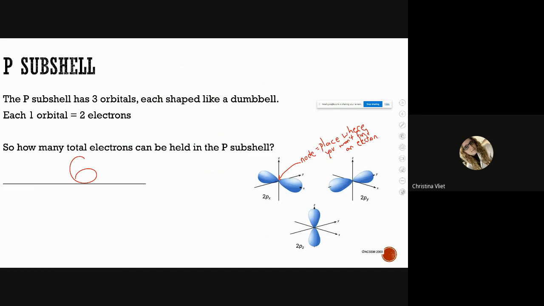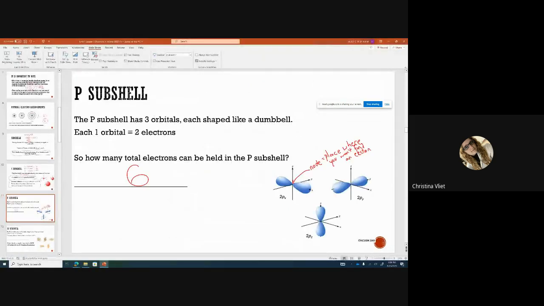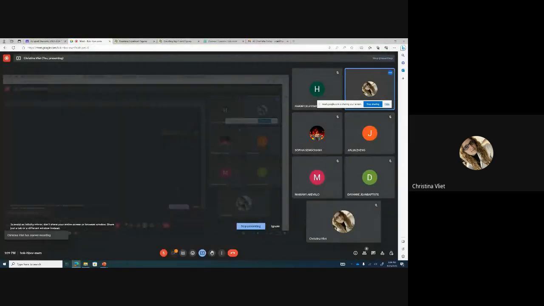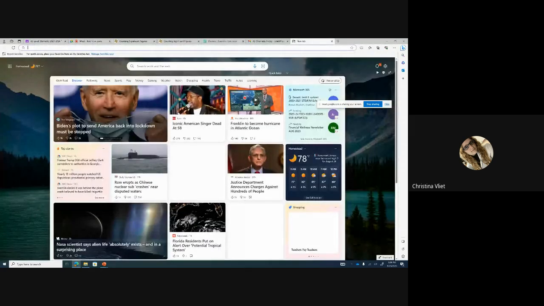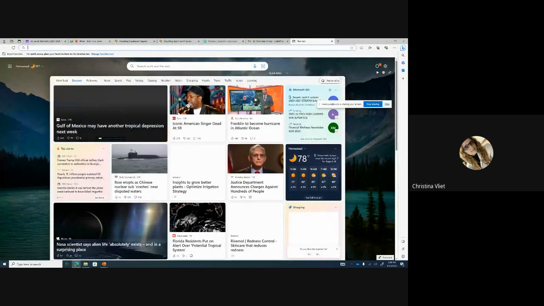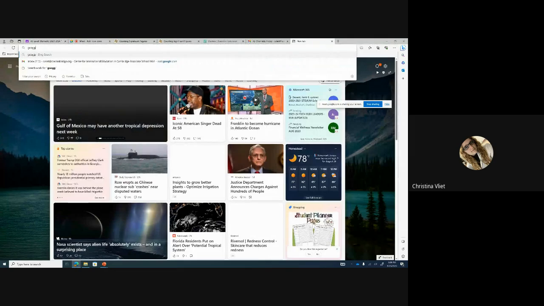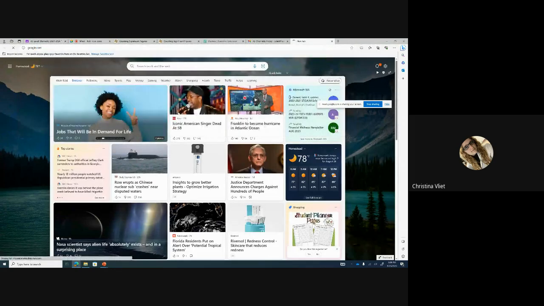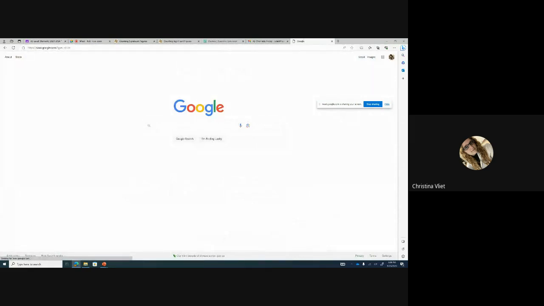I'm going to keep my ink annotations, and let's take a look at Google for a second, because there's a good teachable moment in here. I'm going to go to Professor Google. Professor Google can be correct, so always verify. F orbital shape.